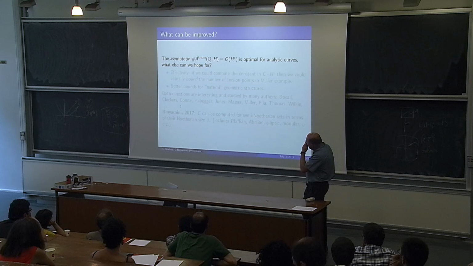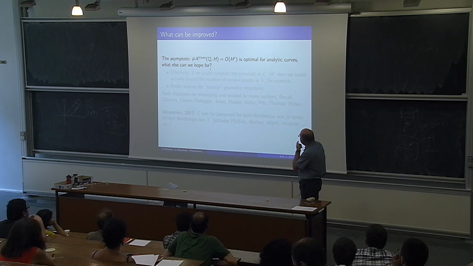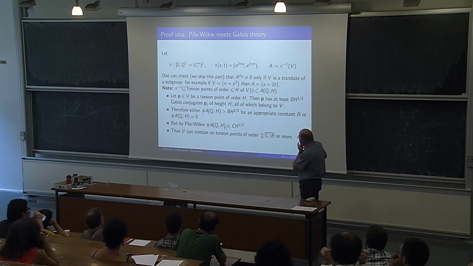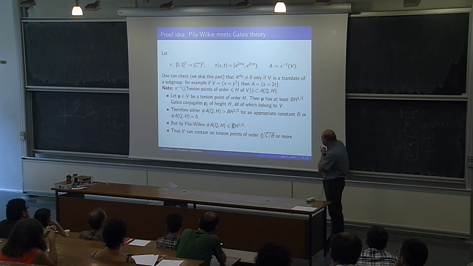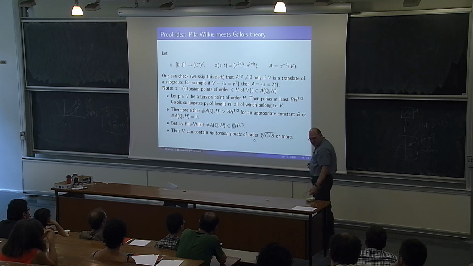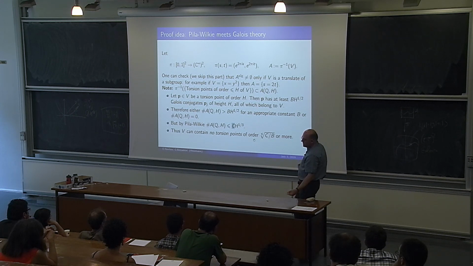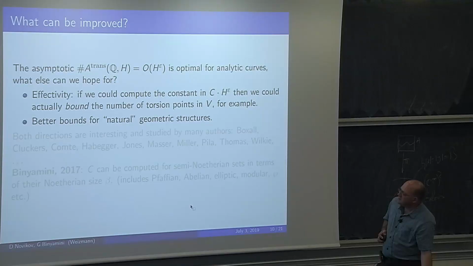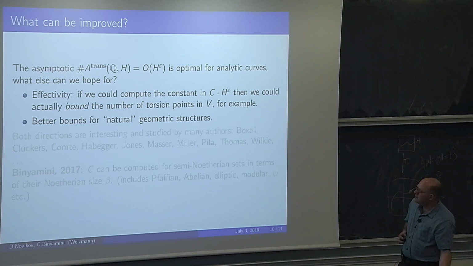So how can we improve this thing? We have this constant here. If you improve this constant, we get a bound. If you know both B and C, then this is an effective bound. So it makes sense to try to find this C effectively. And if you assume more about set A, then you can hope for better bounds.